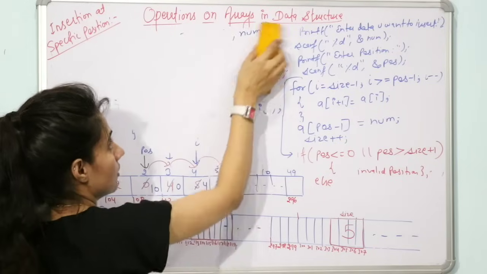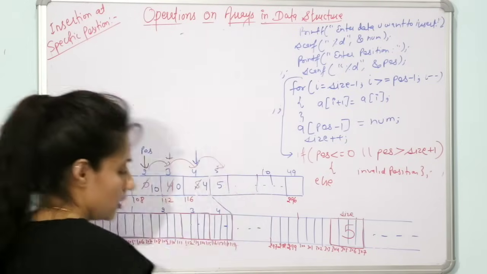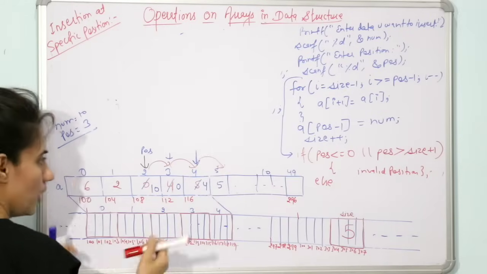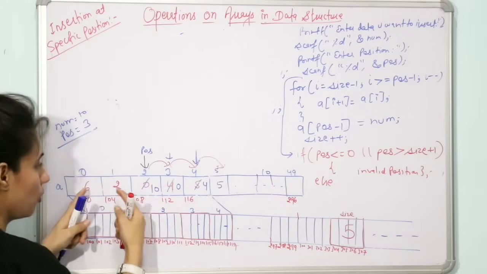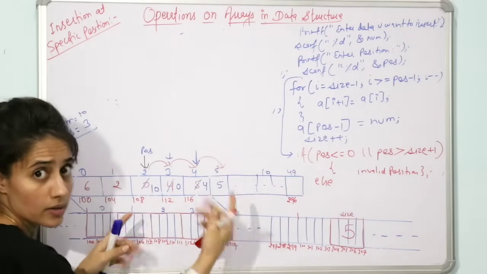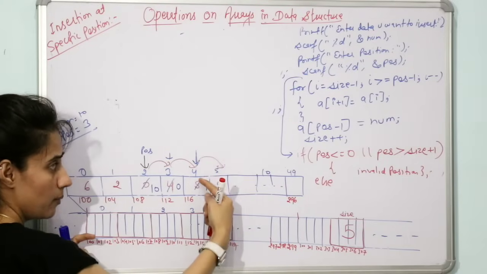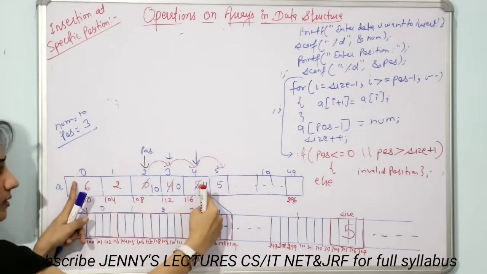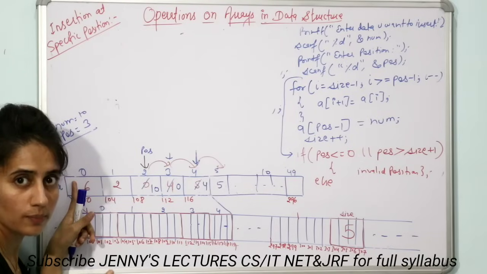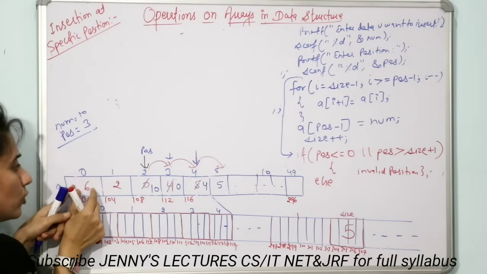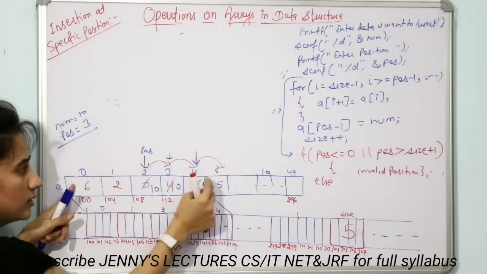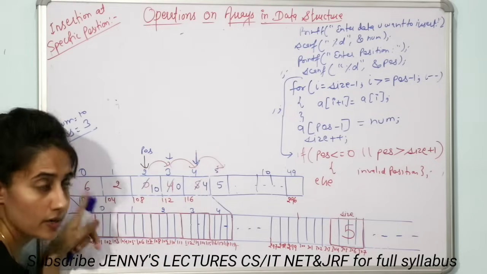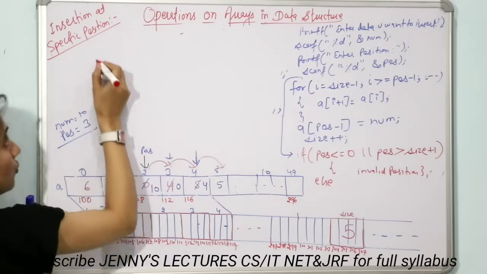How will you insert at the beginning of the array? For inserting at the beginning, you will have to shift all this data. Same, you are going to start the loop from size minus 1, and the loop will go till 0. Because obviously you are going to insert here, so you are going to shift all this data to the right side. So simply you will update this for loop like this.